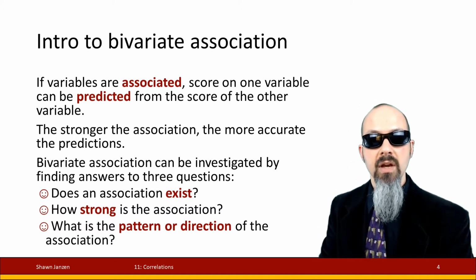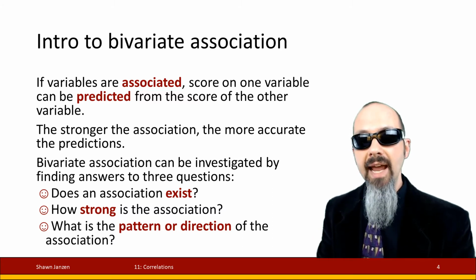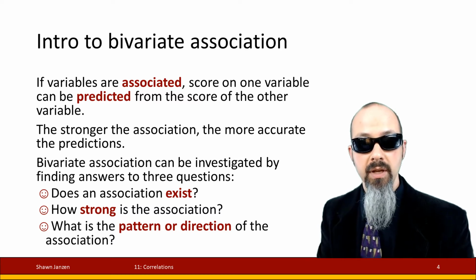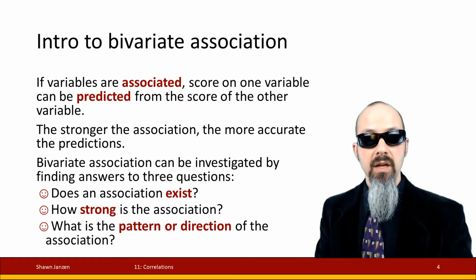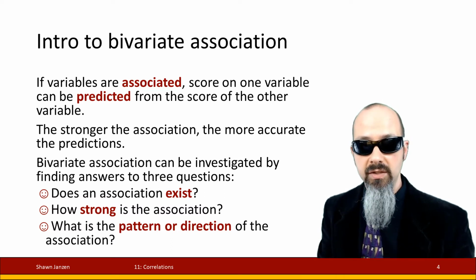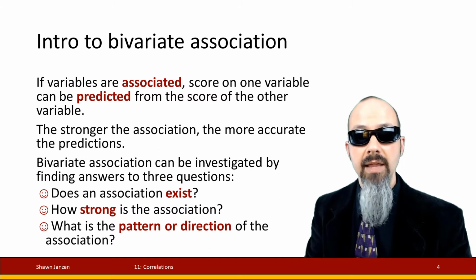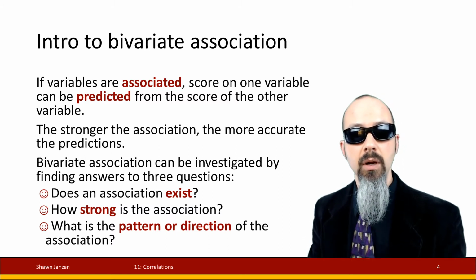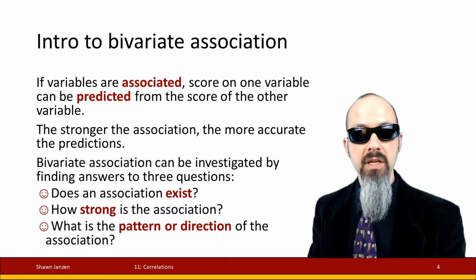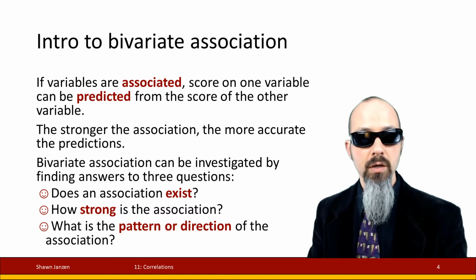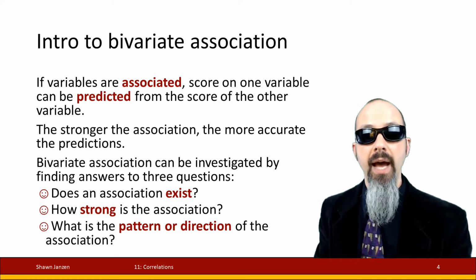Now in this case, our bivariate associations seek to answer three questions. First, does this association exist? Second, how strong is the association? So by being non-zero, it exists, and then being some distance from zero, we infer that it is having some measure of strength. The larger the difference from zero, the stronger the association. And then based on those, we can also talk about a pattern or direction.